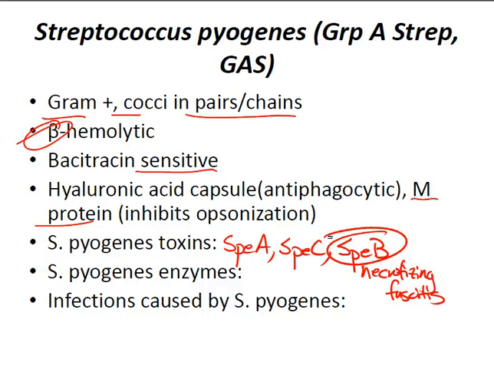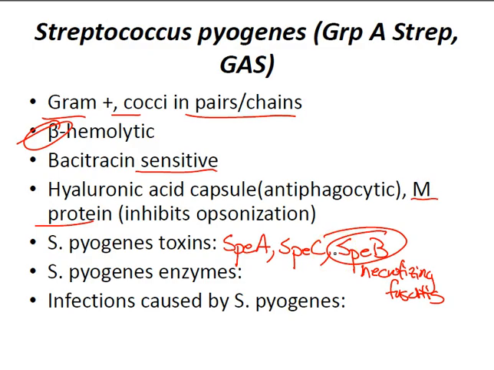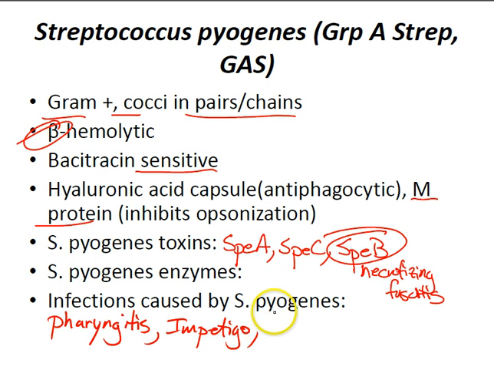So infections caused by strep pyogenes would be pharyngitis, which is strep throat, impetigo, and erysipelas and cellulitis.